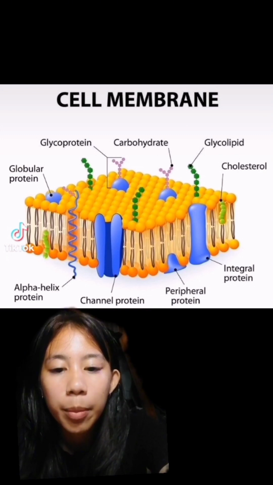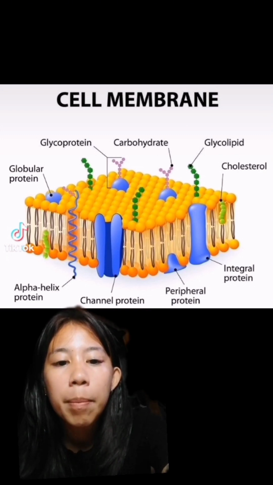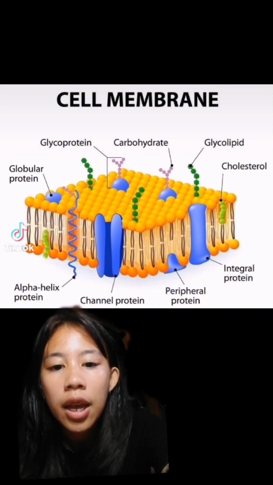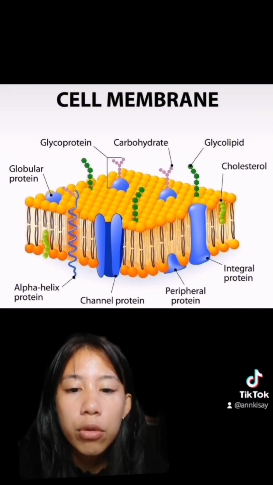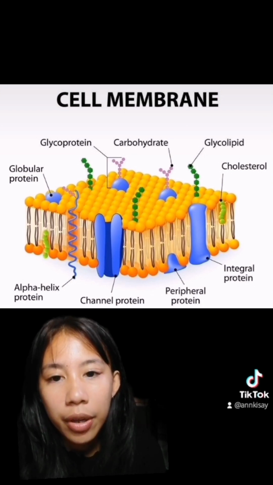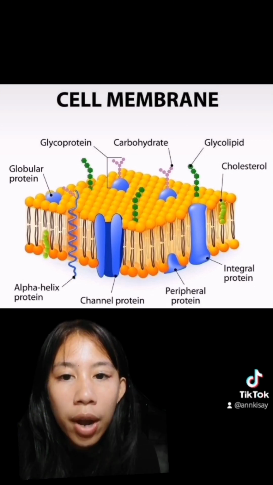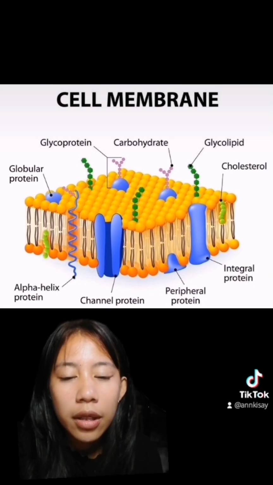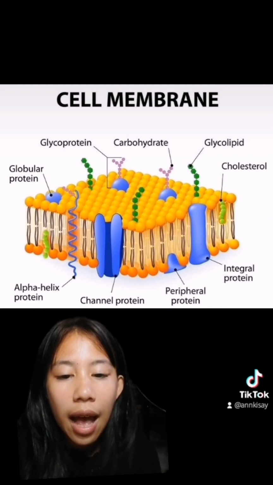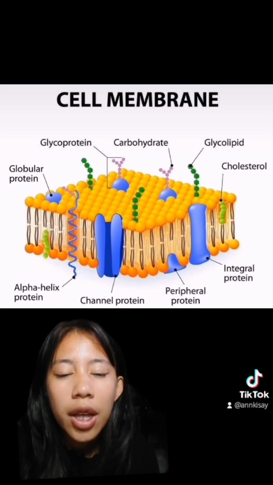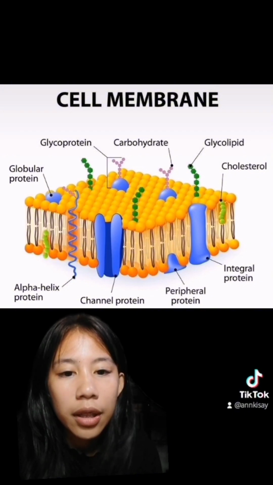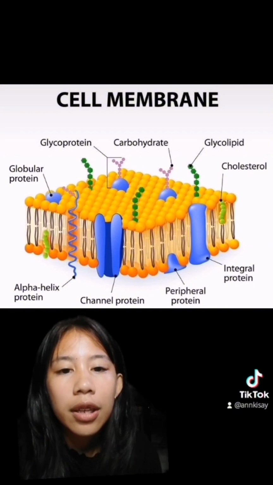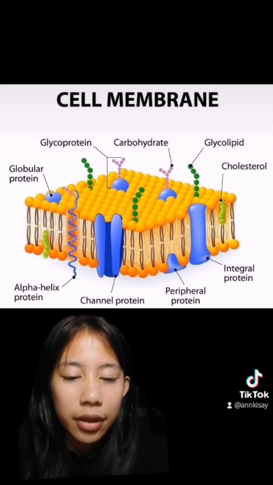The cell membrane, or the plasma membrane, controls the passage of some solutes and water into and out of the cell. Now, let me introduce the parts of the cell membrane. We have the carbohydrate, glycoprotein, globular protein, alpha helix protein, channel protein, peripheral protein, integral protein, cholesterol, and glycolipid.